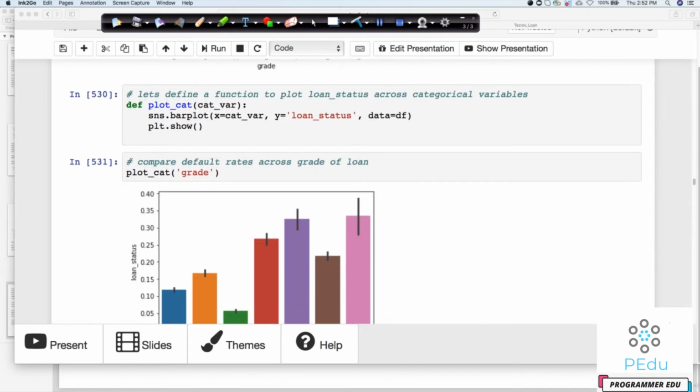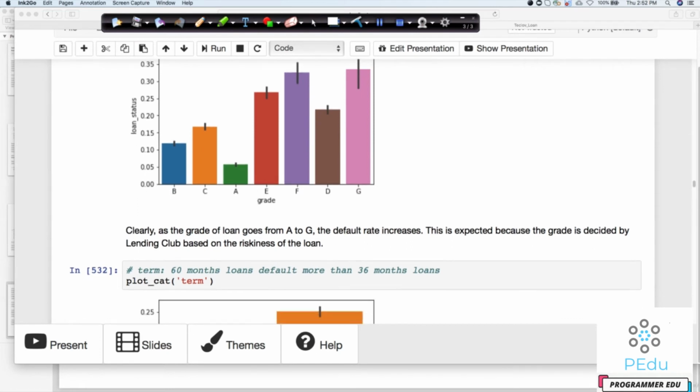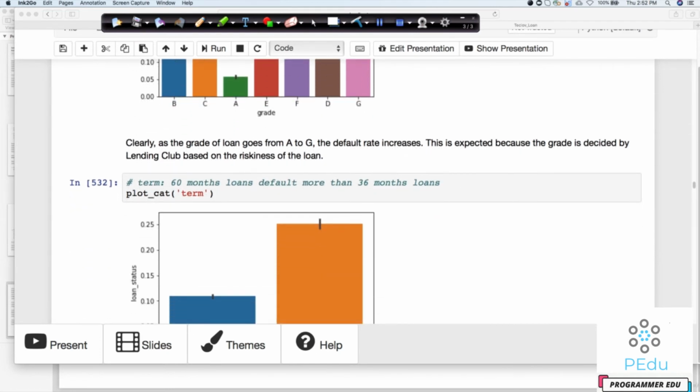So I'm going to just call it. So for example, plot_cat grade, if we pass, this is going to plot exactly the same graph which we have just seen. Now, as I told you already, this is expected.